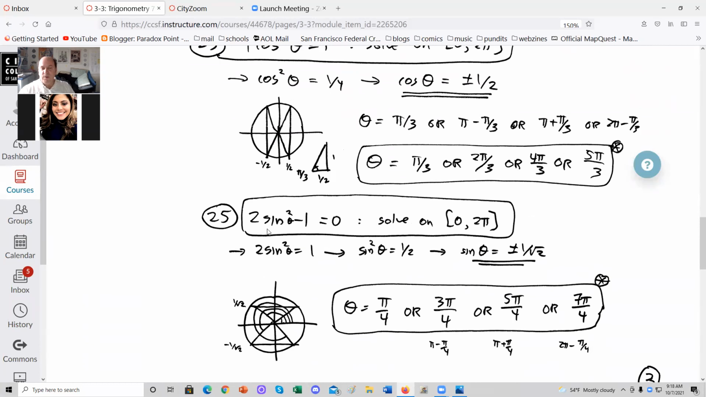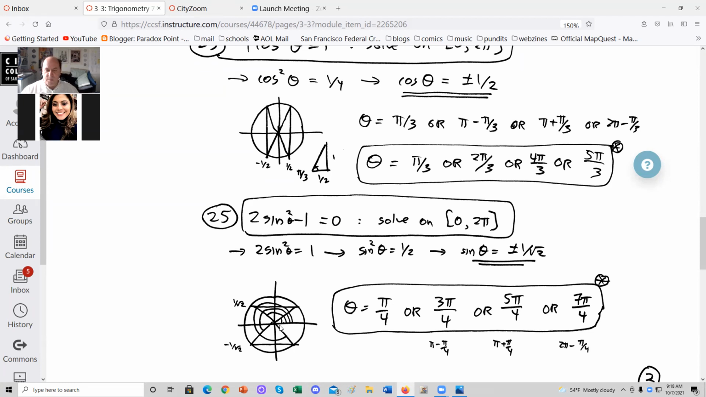Here we have 4 sine squared minus 2 equals 0. All right, solve. 2 sine squared equals 1, sine squared equals 1/2. Sine theta equals plus or minus 1 over root 2. All right, so go up or down 1 over root 2, draw a horizontal line. And this angle, this angle, this angle, and this angle are the angles which solve this equation.